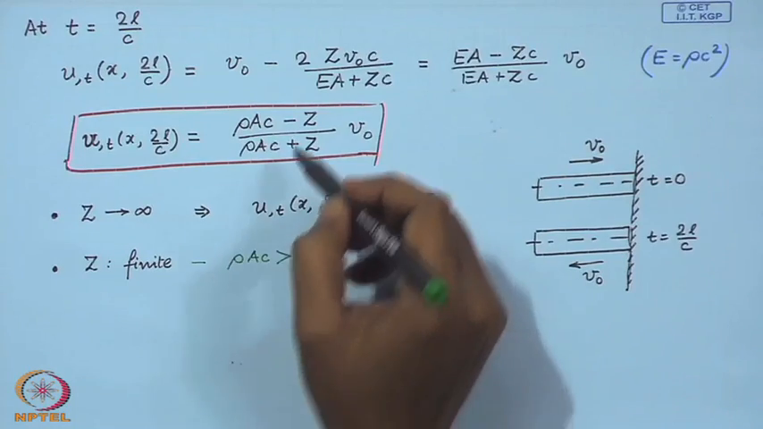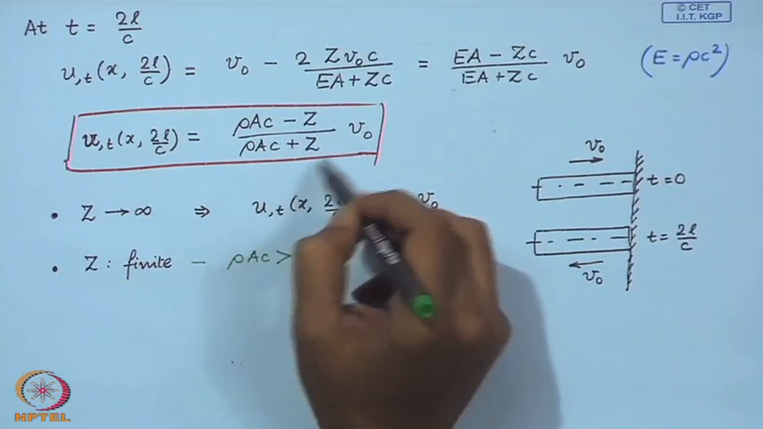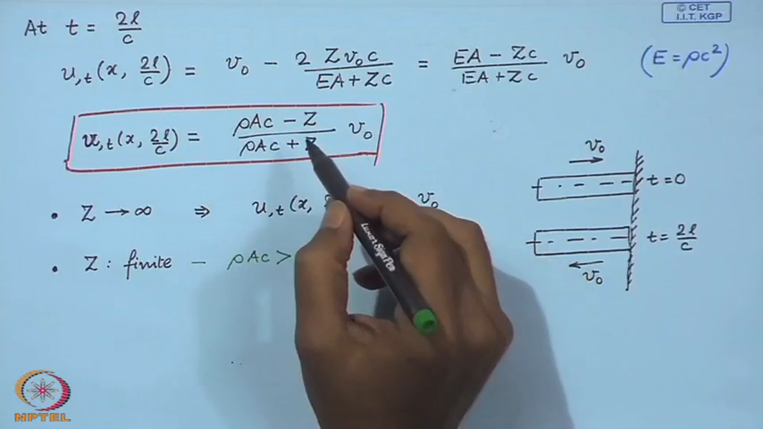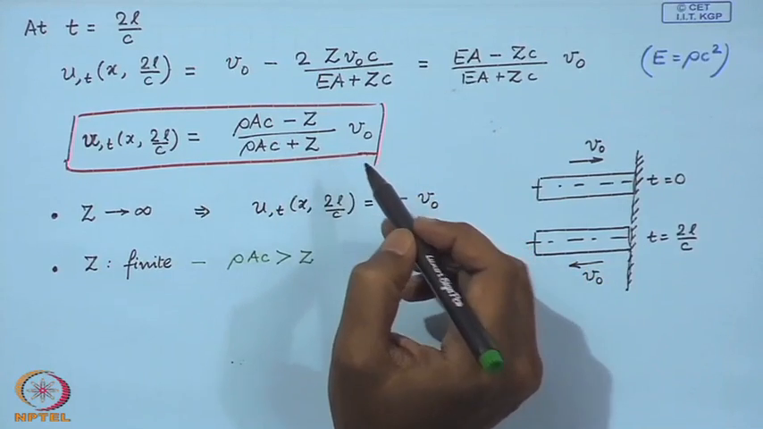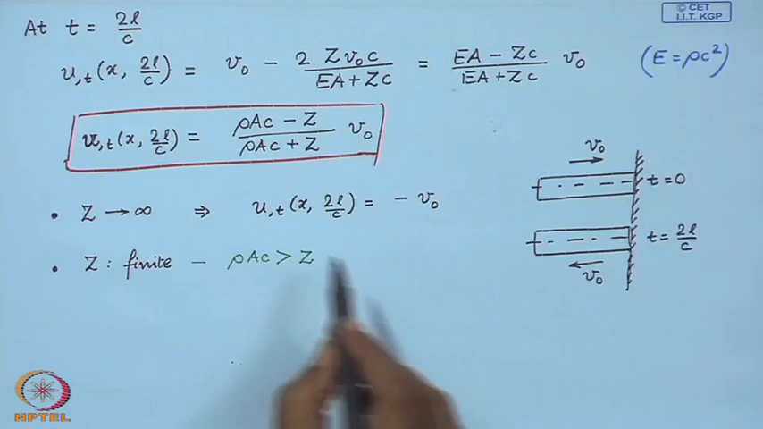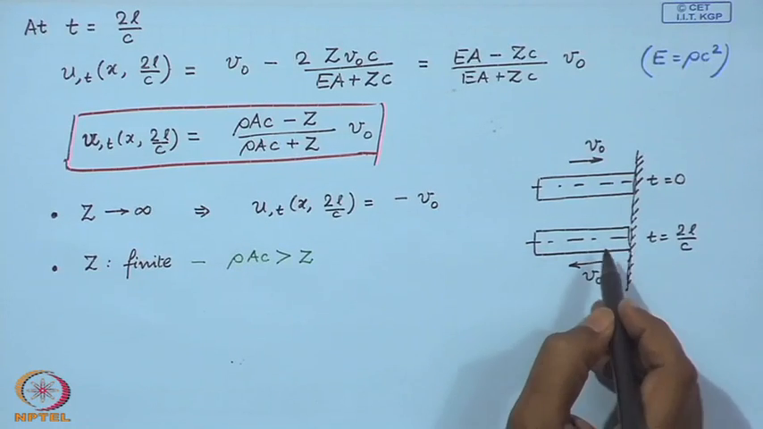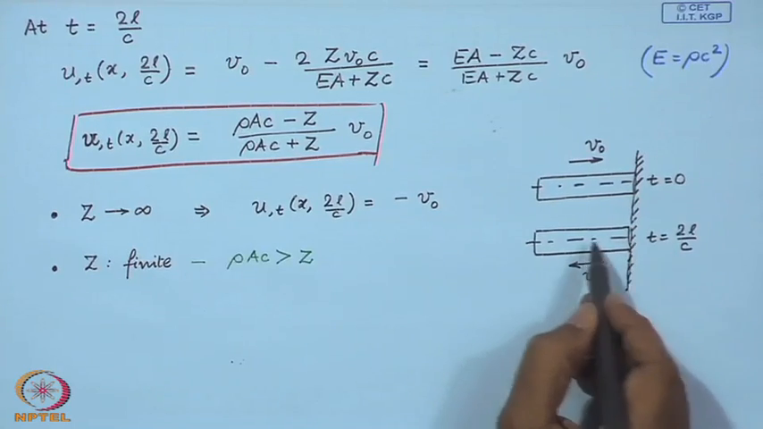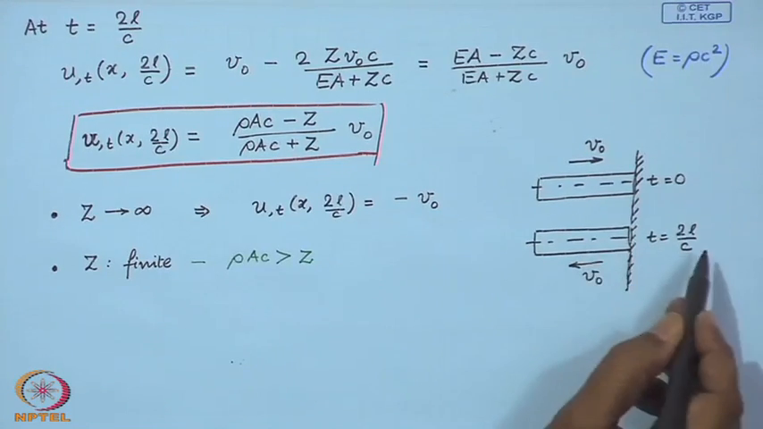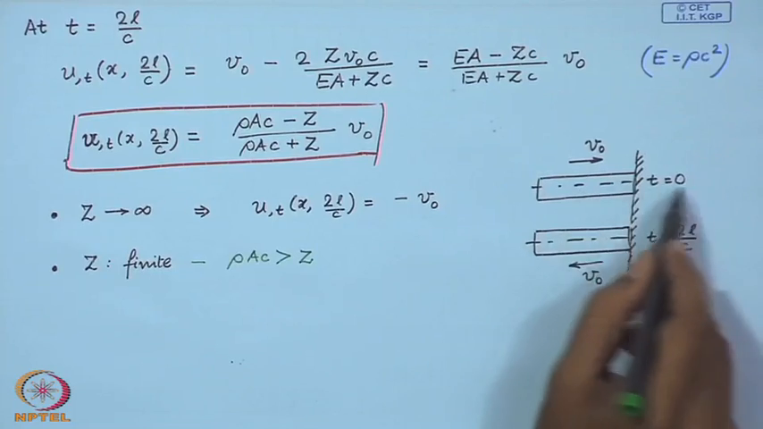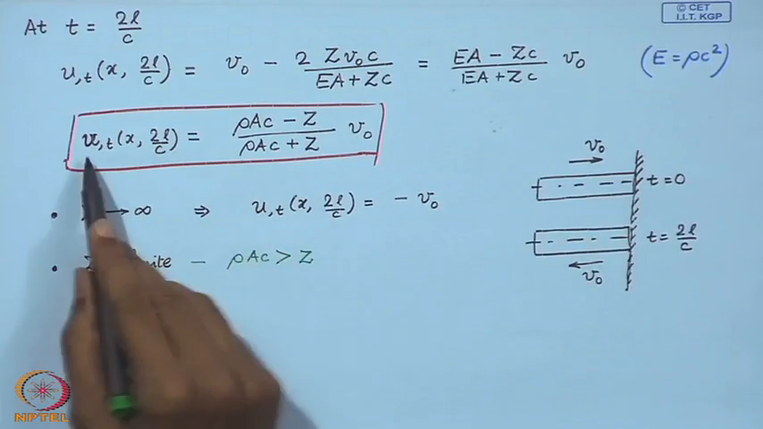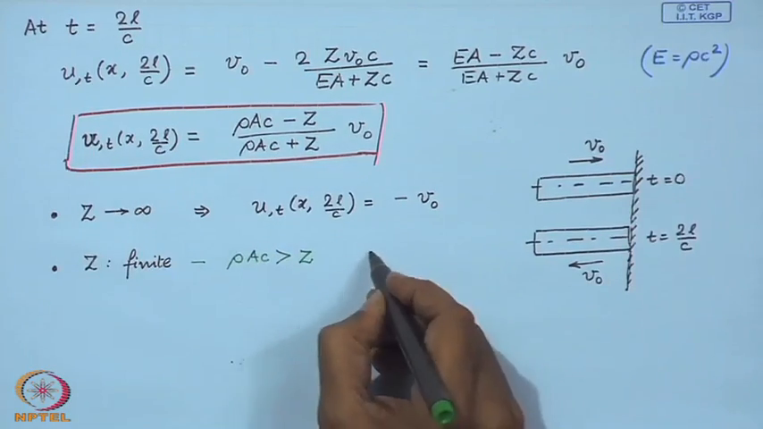In that case, you see this ratio is positive, which means that now the bouncing is such that the velocity is still in the direction in which it was initially moving, because in that case u t is going to be positive.